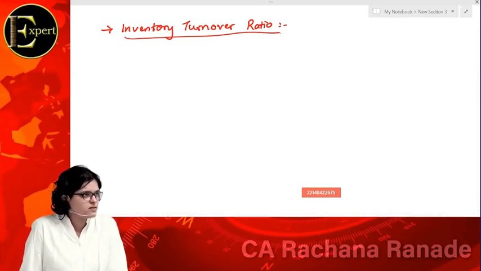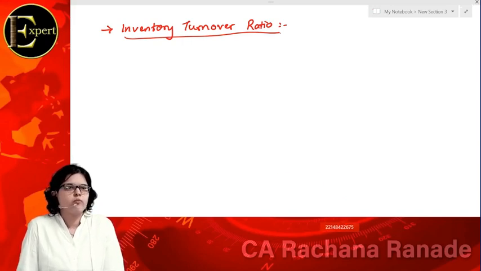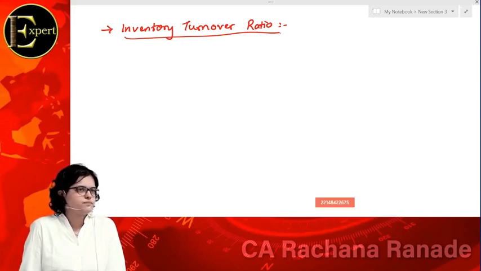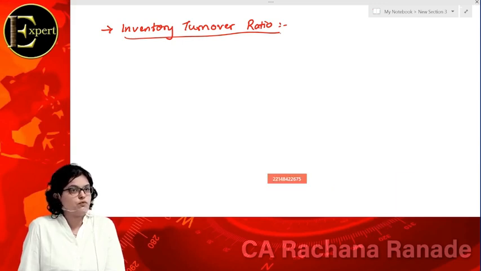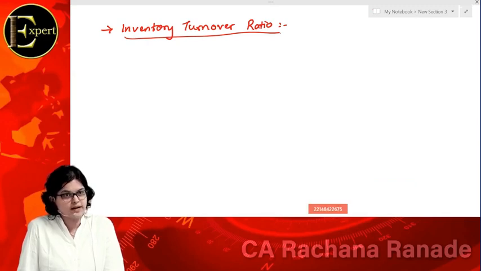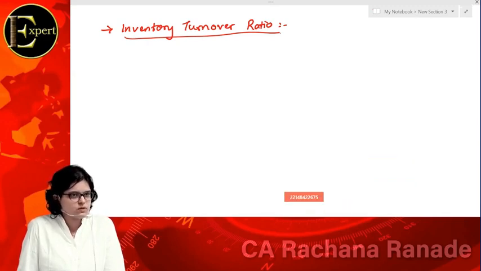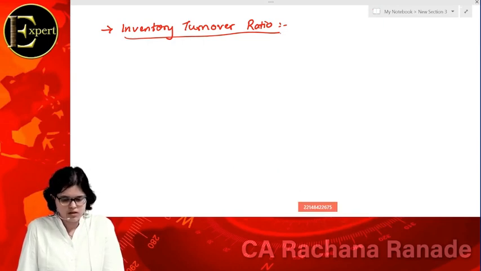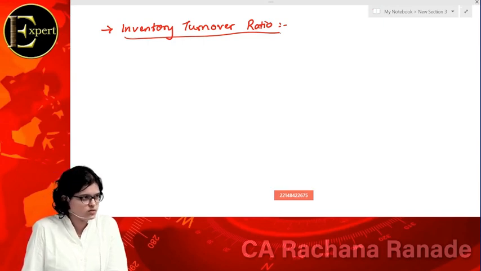This ratio determines, I'm dictating it for you, this ratio determines the number of times goods were manufactured. Writing goods into bracket inventory is also good. Were manufactured and sold.